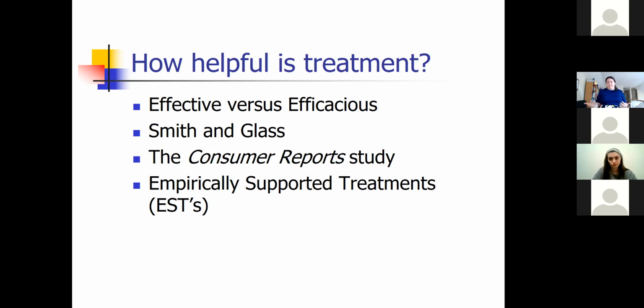Smith and Glass is a really famous study. They did a large-scale study where they looked at a lot of these efficacy studies. And they said that the average study showed 0.68 standard deviation superiority of treatment over control, which is pretty good. The average client who was treated was 75% better off than untreated controls.